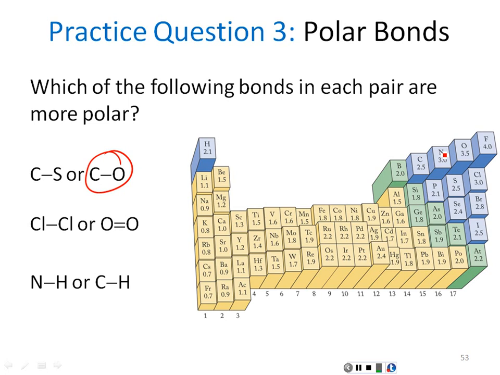Part 2 is a trick. Chlorine-chlorine and oxygen-oxygen are both going to be non-polar, so neither of those. And finally, nitrogen-hydrogen bond or carbon-hydrogen. Even if we didn't look at these values, we know that nitrogen is further towards the right in that row of the periodic table, so it is going to have a higher electronegativity. Therefore, it will be a more polar bond when it bonds with hydrogen.